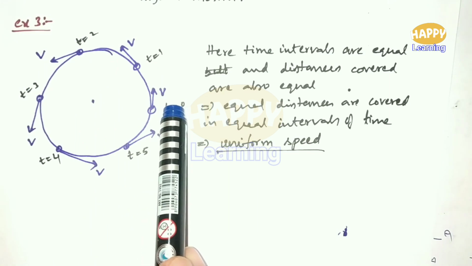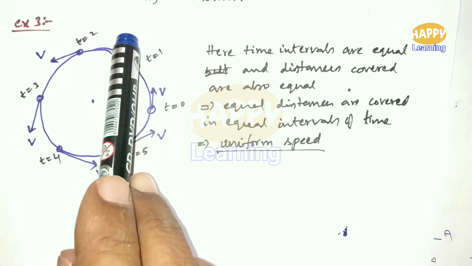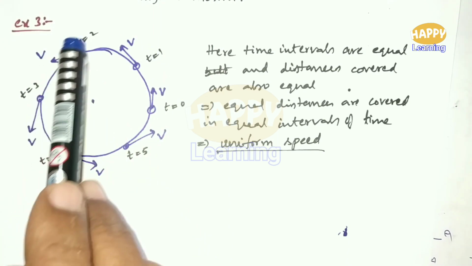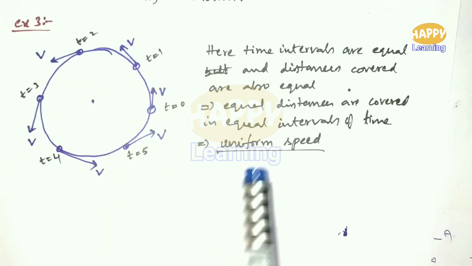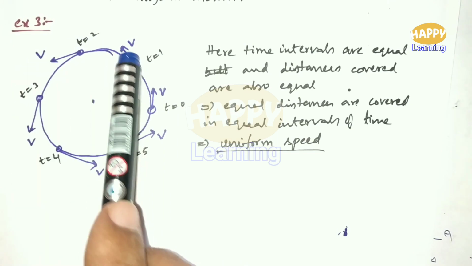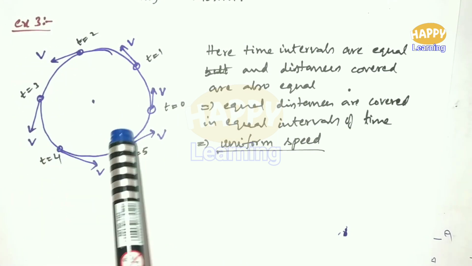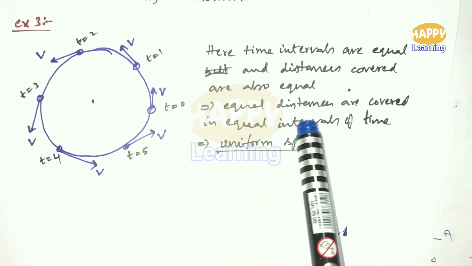Example 3. Here the body is revolving along this circular path. At t equal to 0, it is moving with a speed v. At t equal to 1, moving with a speed v. At t equal to 2, moving with a speed v. Like that, at every second, its speed is the same. Here, time intervals are equal. Let it be t equal to 1, 2. So, the distances covered are also equal. Equal distances are covered in equal intervals of time.